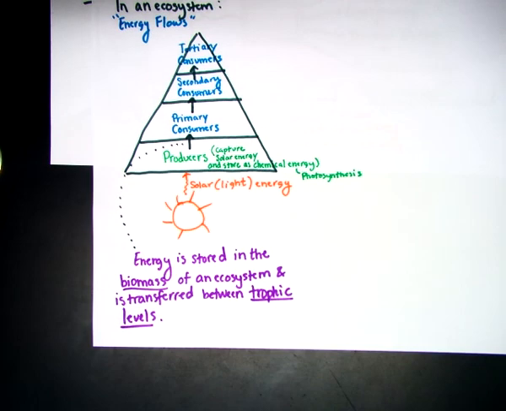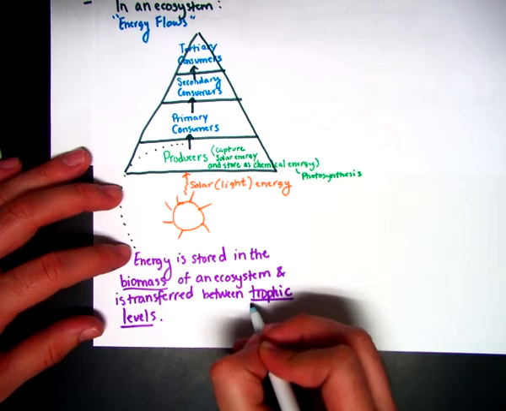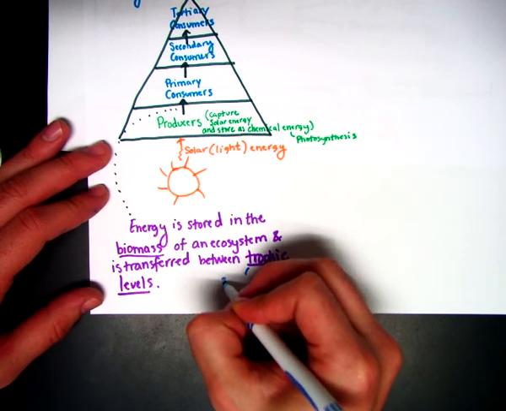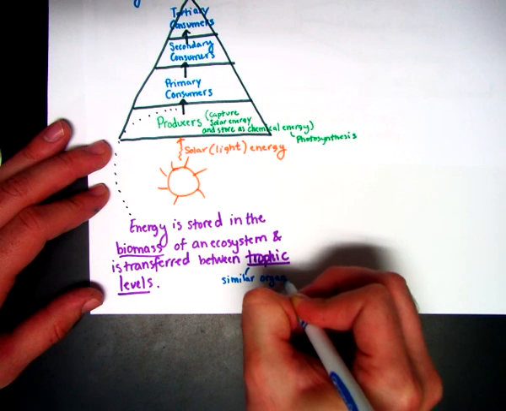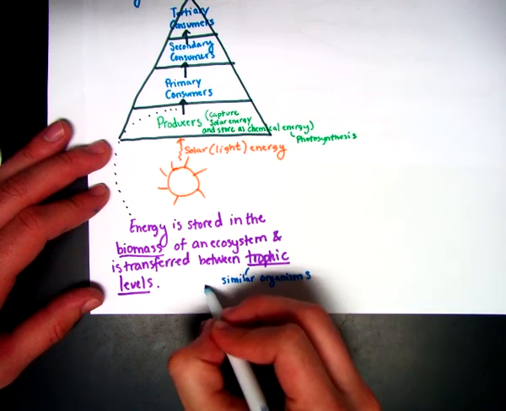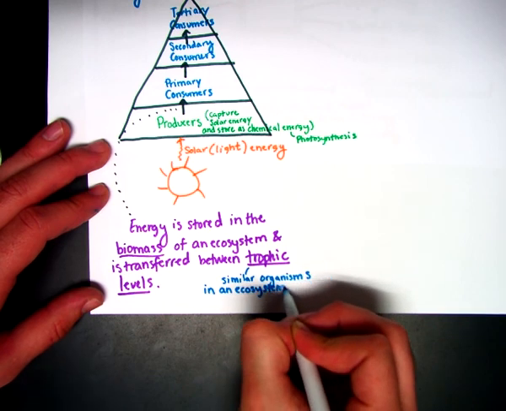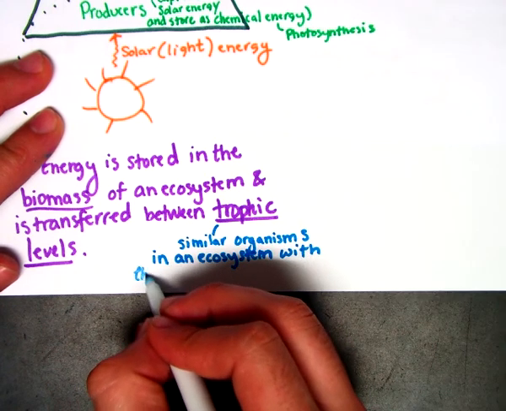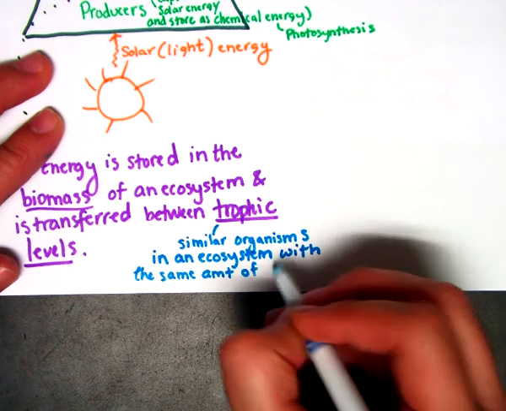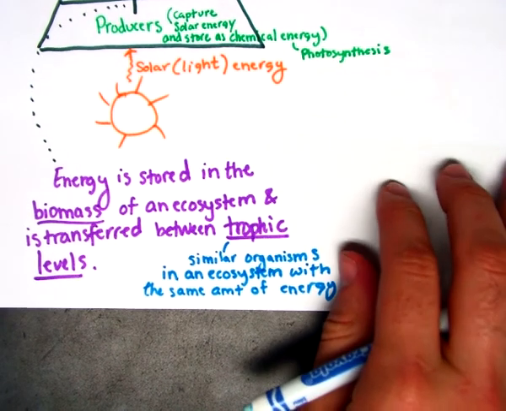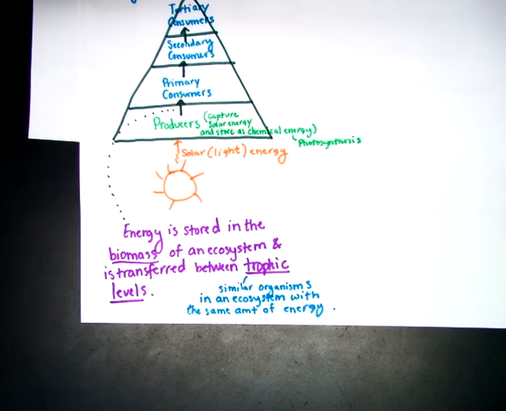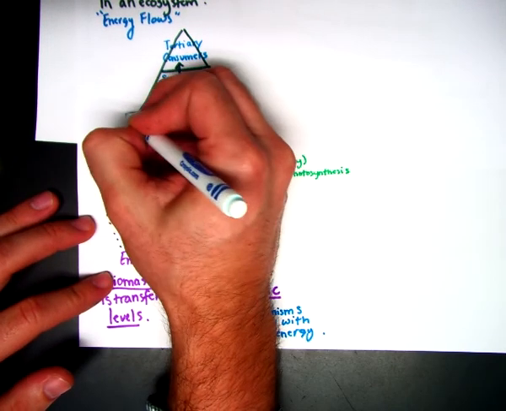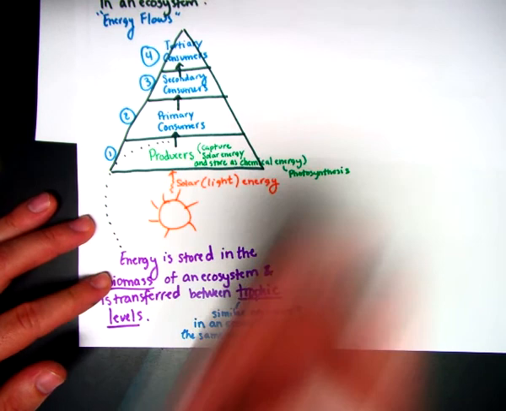Now, a trophic level, you might think of a trophic cascade, but a trophic level is similar organisms in an ecosystem with the same amount of energy. So, trophic level, there are similar organisms in an ecosystem with the same amount of energy. In the case of this ecosystem, we have 1, 2, 3, 4 trophic levels.